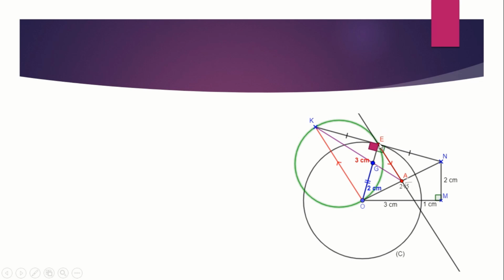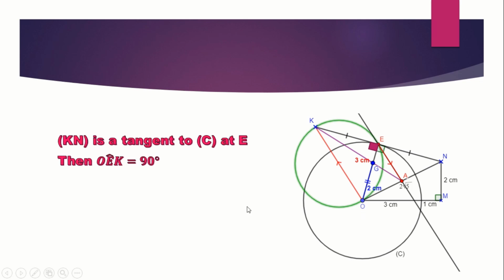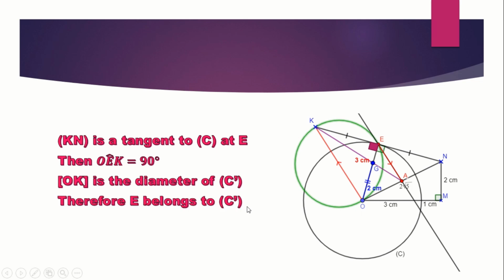To prove that a point belongs to a circle, which is here C', we have just to find a right angle exactly at this point. It will be an angle facing the diameter. If you note here, OK is the diameter of the circle C'. The points K and O are on the circle. They are diametrically opposite, and we have angle KEO equal to 90 degrees. So it's an angle inscribed facing the diameter. Therefore, we can say that the point E belongs to the circle C'.